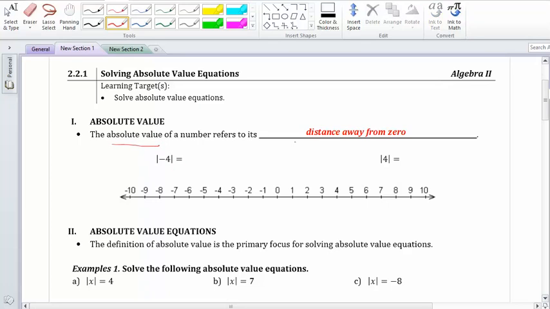Okay, so absolute value, I'm sure you know what it looks like. You should have seen this previously. This is the distance away from zero. A lot of times students want to say, oh, just change the sign or make it positive. Well, that's not exactly what's going on.